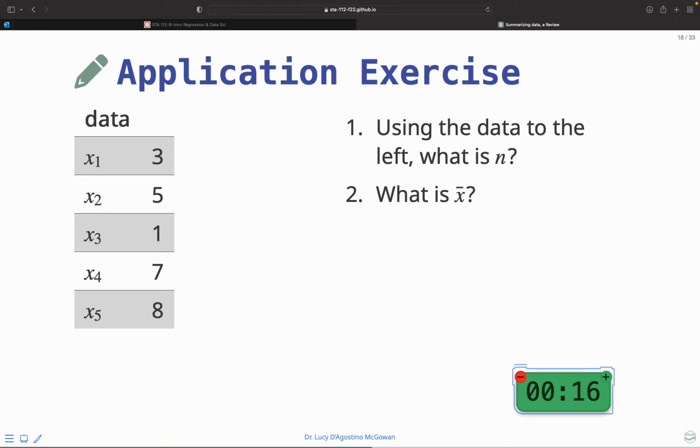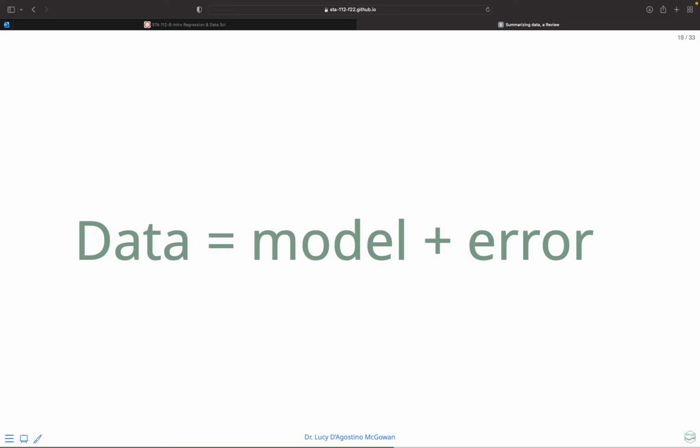Okay, so for these data, what is n? 5, and how do you know? Yeah, because there are 5 observations. And what is x bar? 4.8, yes, and you just got that by adding up to 24 and dividing by 5. Very good.